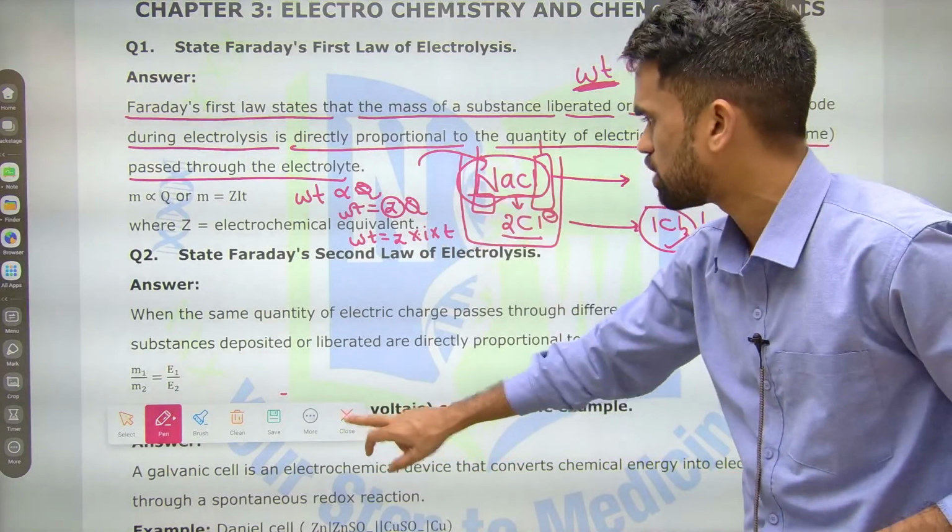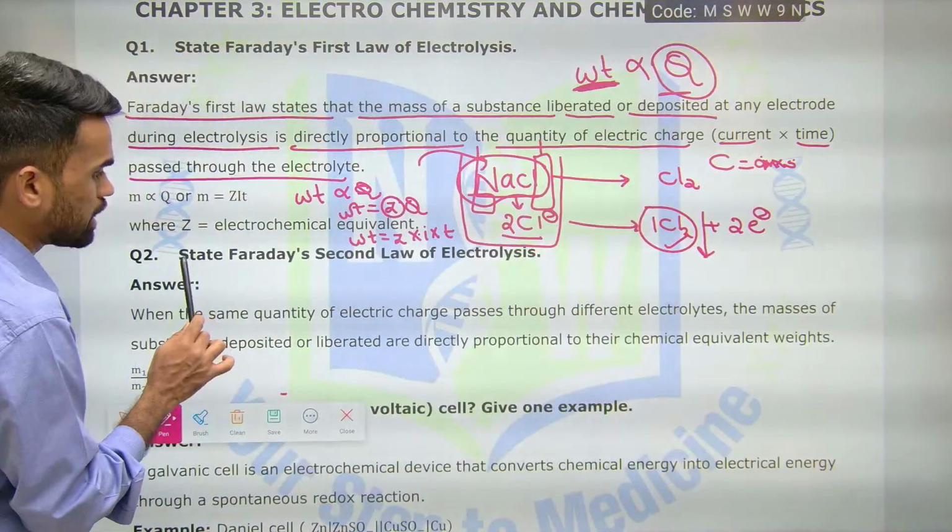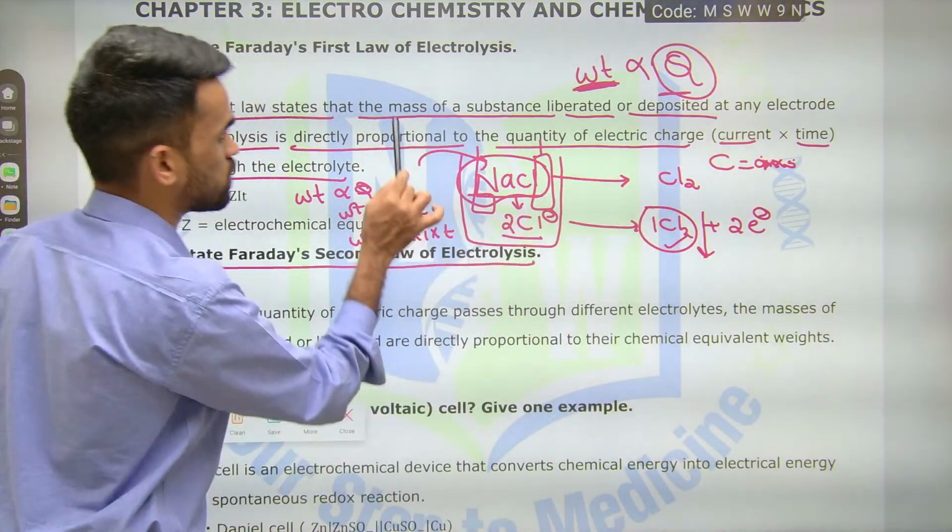But let's move forward now. What does the second question say? State Faraday's second law of electrolysis. This is the first law, and this is the second law.